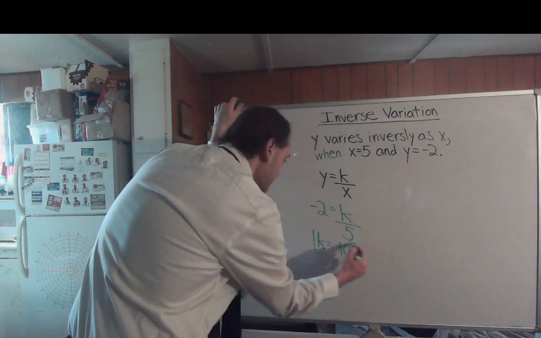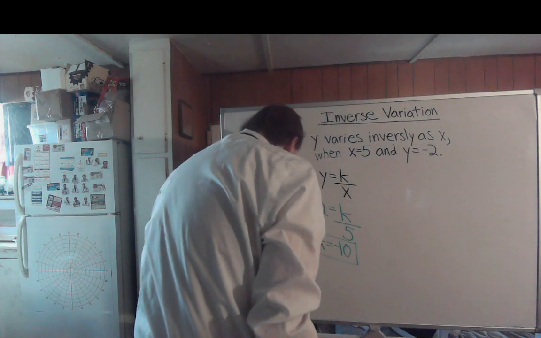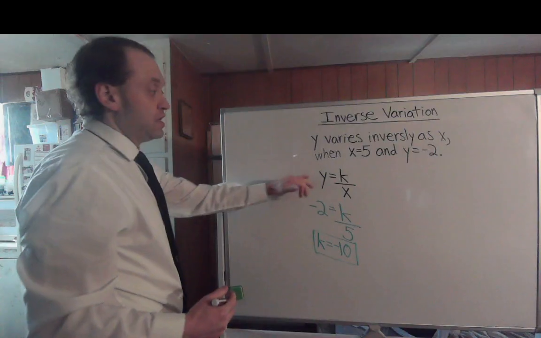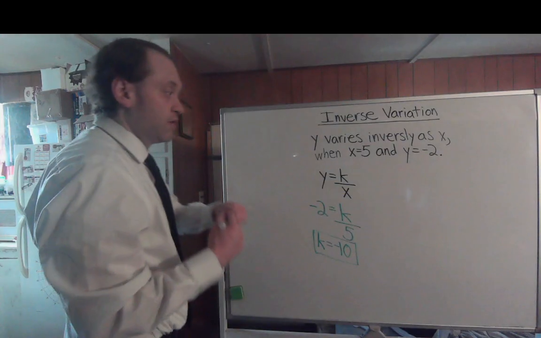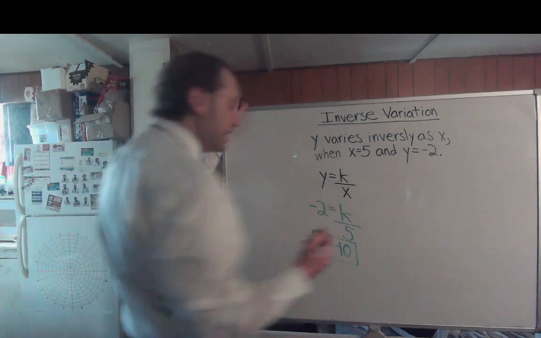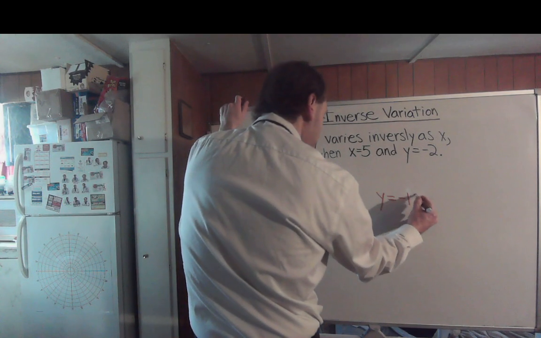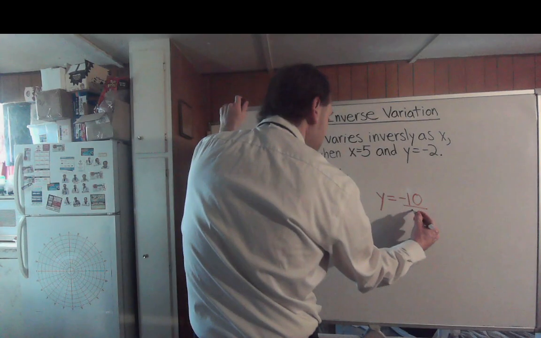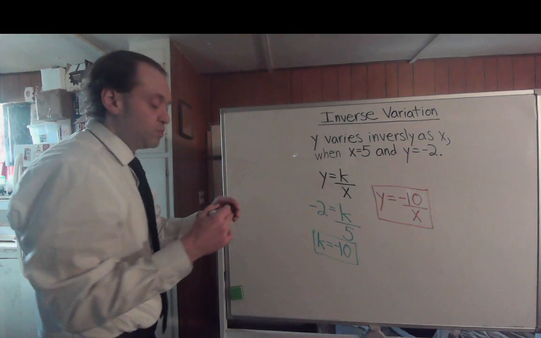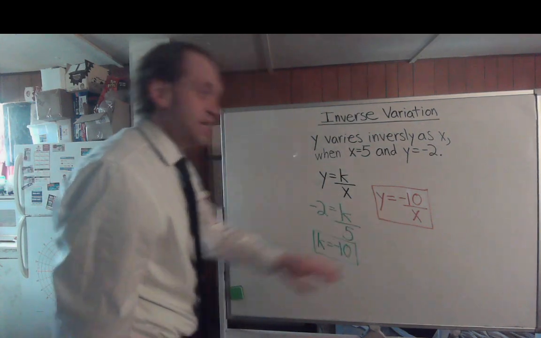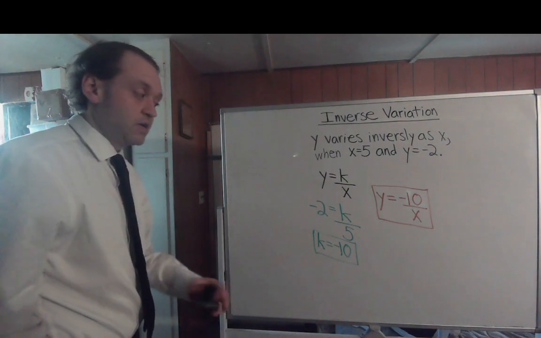That was easy enough. And then the next goal here is to write a function for y equals k over x. Well, we found k to be -10, so this would turn into y equals -10 over x. So the result we should get for the new function would be y equals -10 divided by x, once you find that constant of variation.